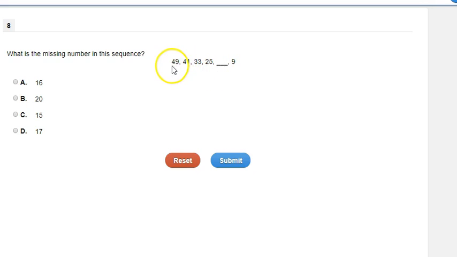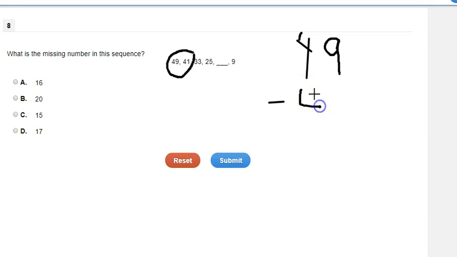Okay, so what is the missing number? Here it is. This one's going down. So it's getting less and less, but we still subtract. So we are going to look at our first two numbers here, 49 and 41. So we're going to take 49 minus 41.